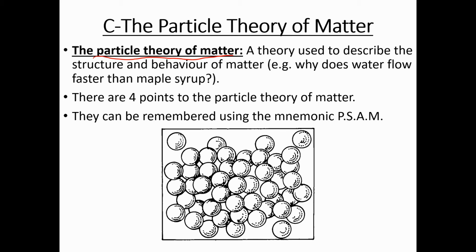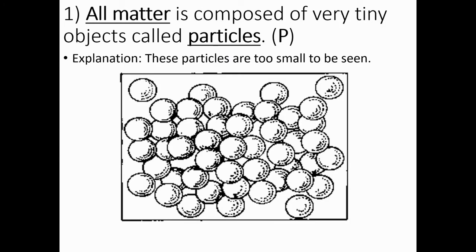So there are four main points to our particle theory of matter, and you can remember it using this memory aid, a mnemonic, PSAM. And we're going to go over what those four points are. The first one, P, is that all matter is composed of very, very tiny objects called particles. P for particles. So anything that's matter is made up of little particles. And what we're going to learn later on is the tiniest of those particles are called atoms. We're going to review that in another lesson. Just understand that those particles are so small that we can't see them. They are too small to be seen.